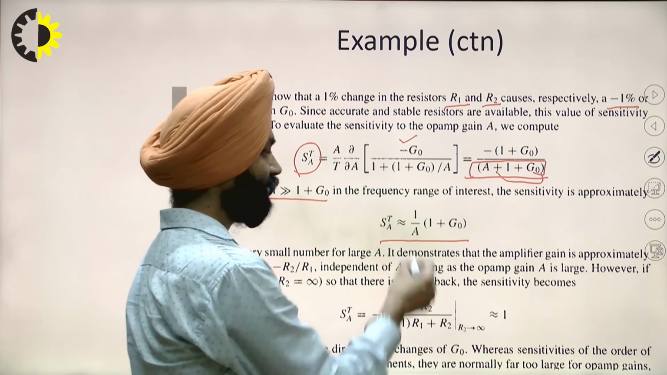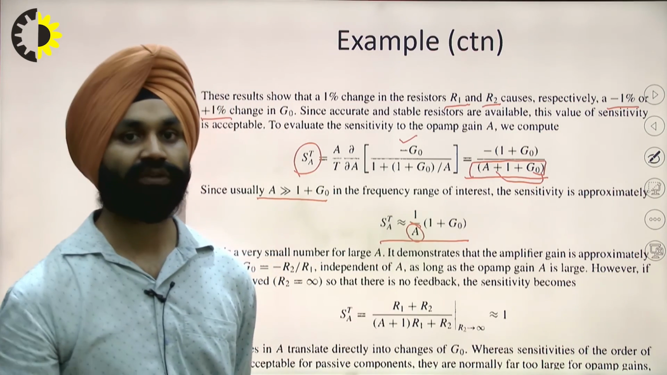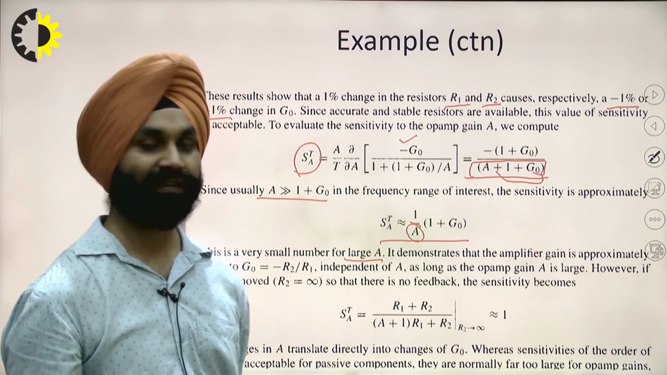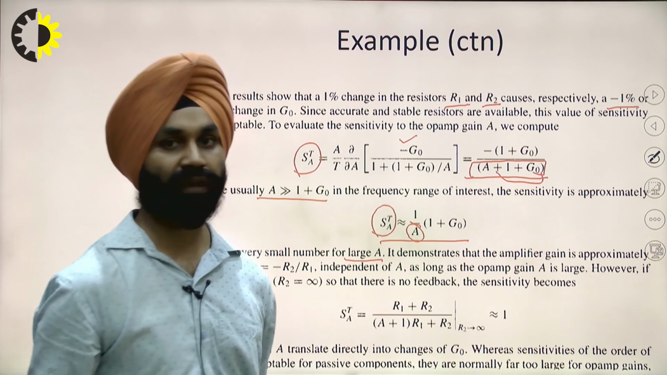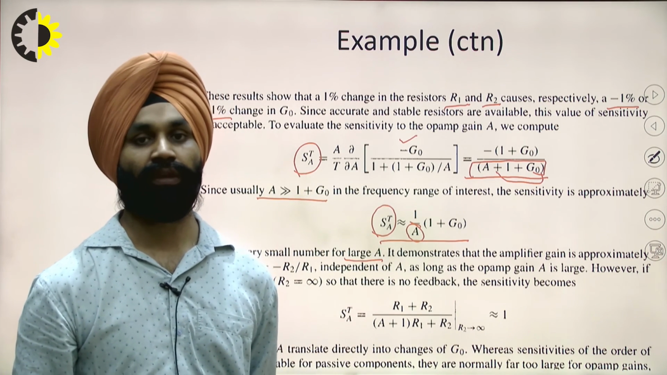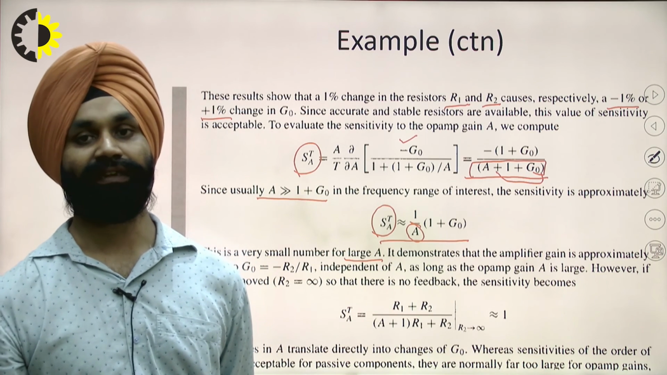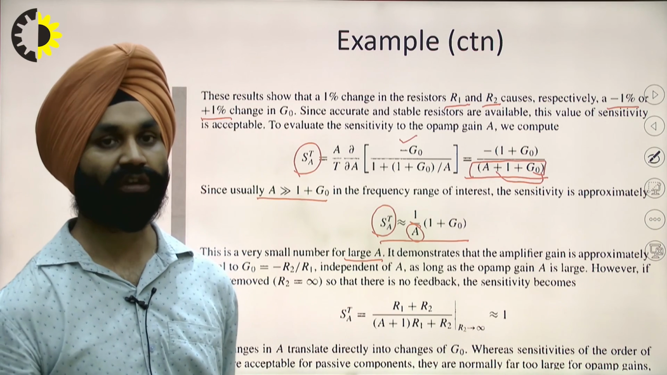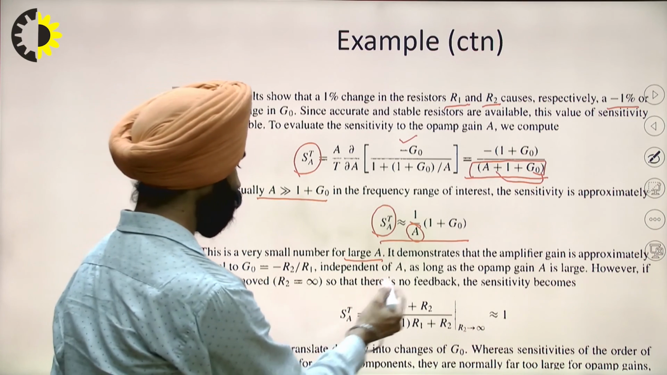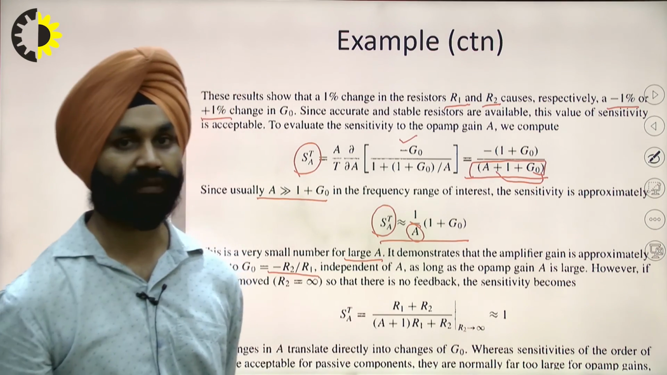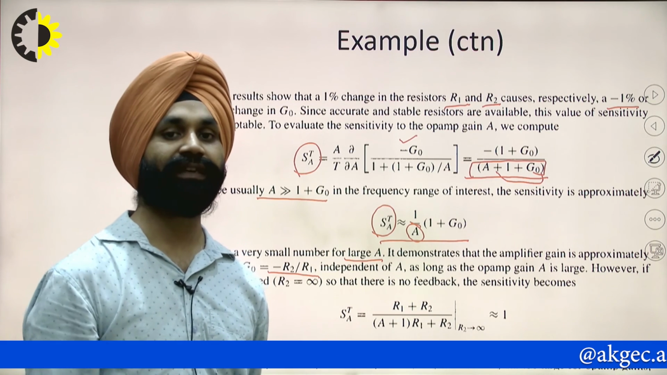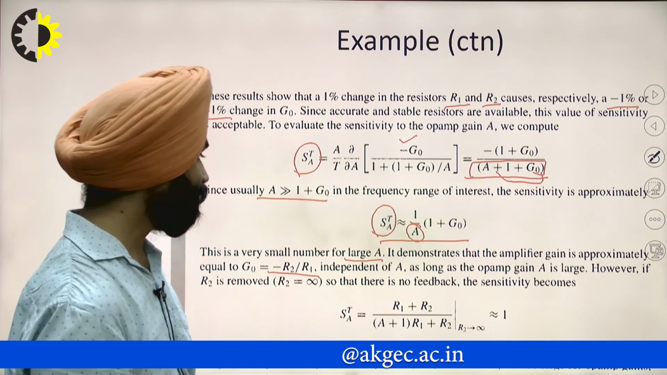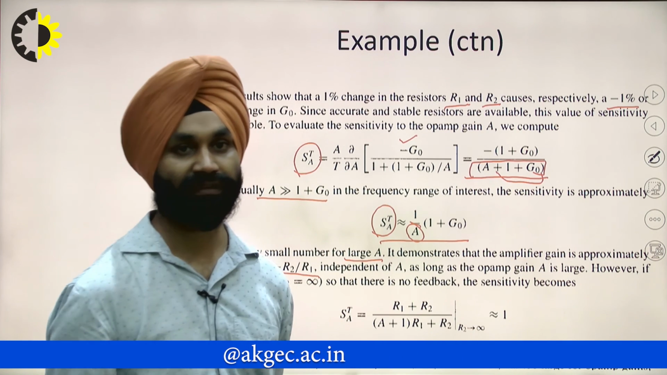So if A is a large number, the sensitivity of T with respect to A will be a small value. This signifies that the amplifier gain is approximately equal to G0, which is equal to minus R2 by R1, and it is independent of A, as the gain is very large.